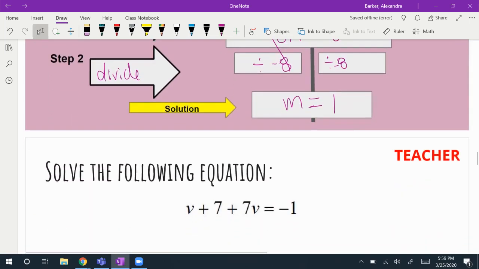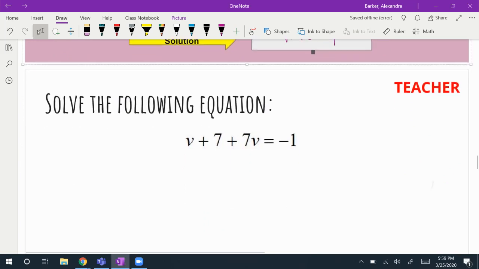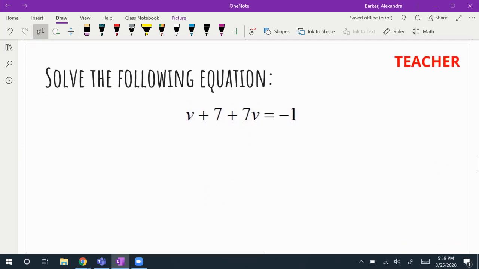Awesome. If you have any questions, go ahead and make a text box. Add them in for your teacher, and then we'll move on to the next one. All right. We're just going to keep going.